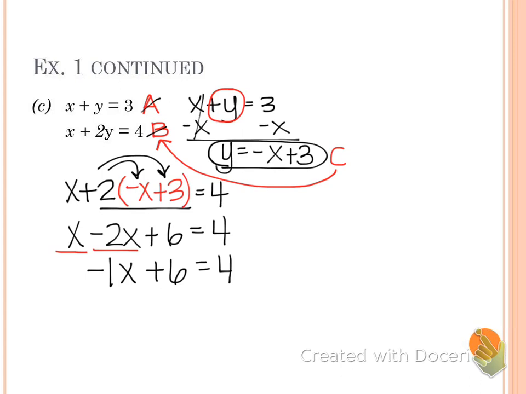No. So, Travis, that brings us to the step after, which is add or subtract. So what are we going to add or subtract? 6. We're going to subtract 6 from both sides. So negative 1x equals 4 minus 6, which is negative 2.